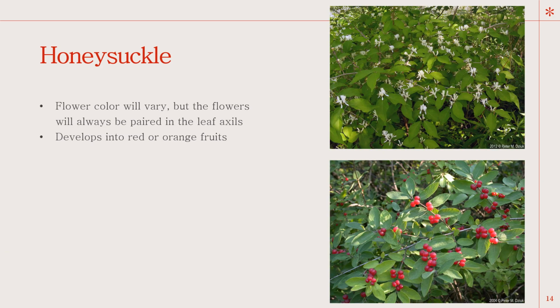Flower color will vary between the different species, but one thing all the honeysuckles have in common is they're paired in the leaf axils. So where those opposite leaves meet, there will always be a pair of flowers as well. They can be white, pink, so don't be too fixated on that. And then they will develop into little clusters of berries, 2 to 3 at each area, usually red or orange.